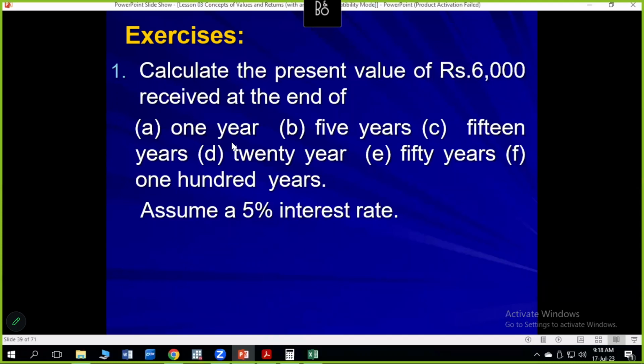So calculate the present value of 6,000 received at the end of 1 year, 5 years, 15 years, 20 years, and 50 years, and 100 years. Assume a 5% interest discount rate. Right. So how can you answer this question?